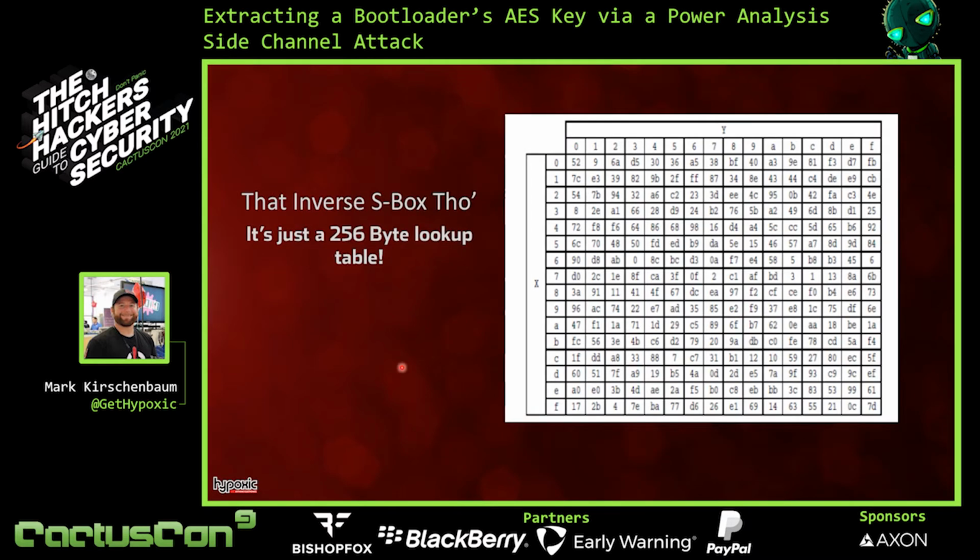Okay, so that S-box, let's just really touch base with that. We found the key schedule. Let's say our output of everything was B4, right? So B4 would be the C6 here. That's all this inverse S-box is. It's a lookup table. Super easy.